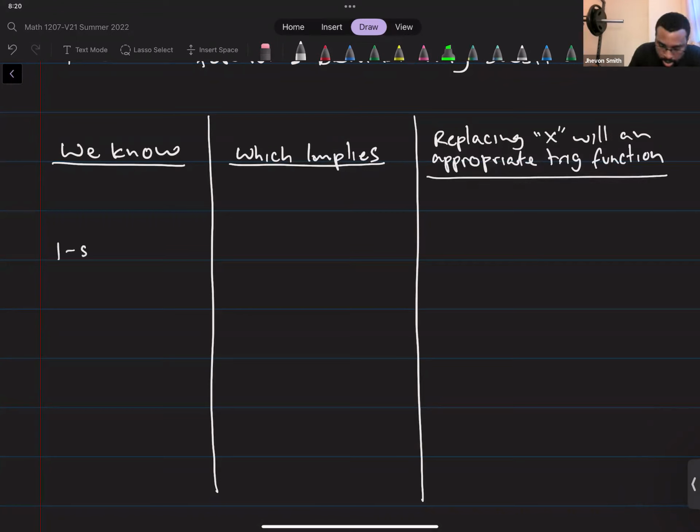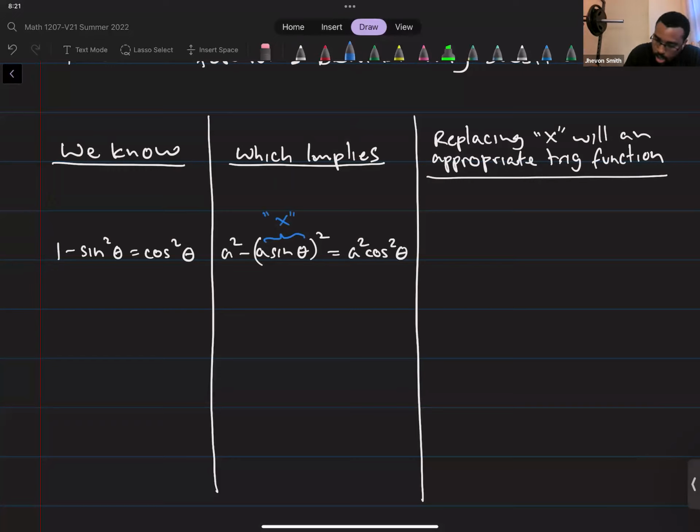We know that 1 minus sine squared equals cosine squared. Okay, no one would question that. This also means that a squared minus a squared sine squared theta is equal to a squared cosine squared. Which means if I let my x be this guy, then what I'm saying is an expression like a squared minus x squared could be thought of as equivalent to something like a squared cosine squared.